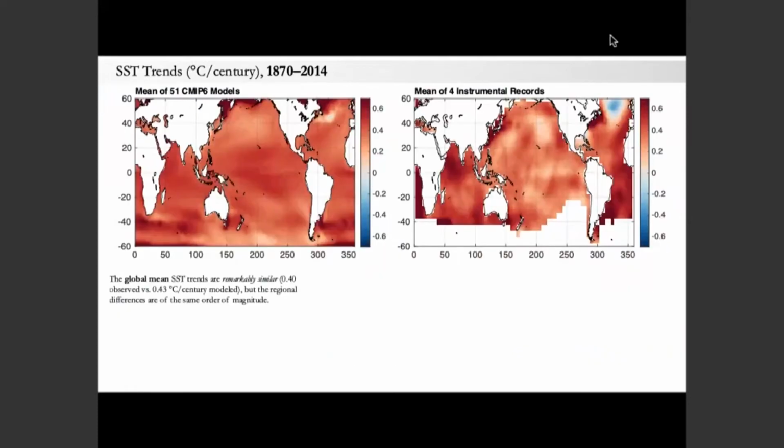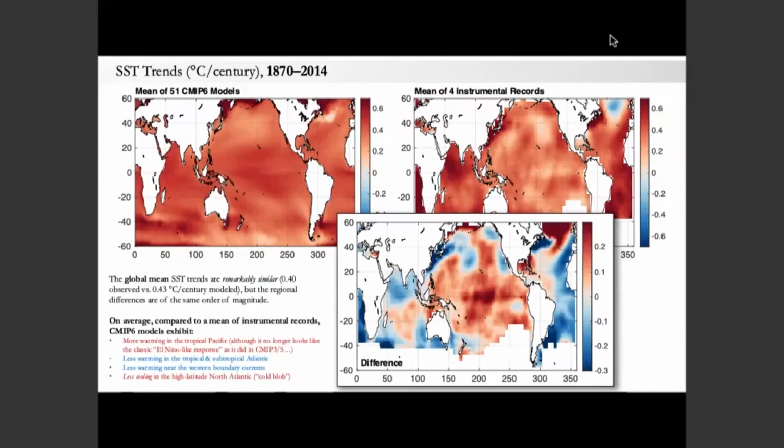Okay, so when we compare, and others are going to talk more about models, but when we compare these to CMIP6 models, the global mean is remarkably similar. Again, not shocking. When we difference them over the same time period, 1870 to 2014.